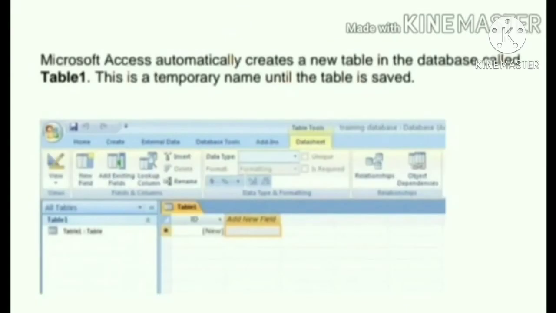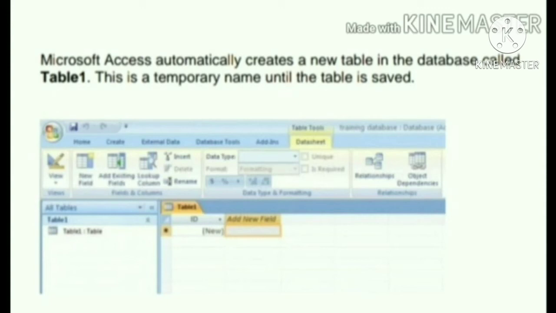Microsoft Access automatically creates a new table in the database called Table 1. This is a temporary name until the table is saved.